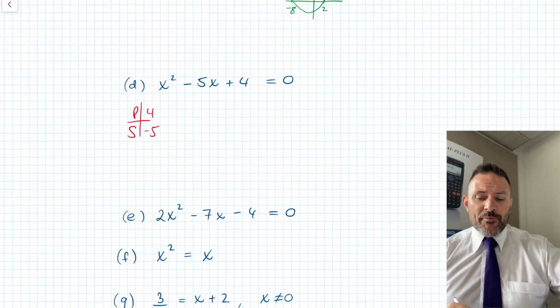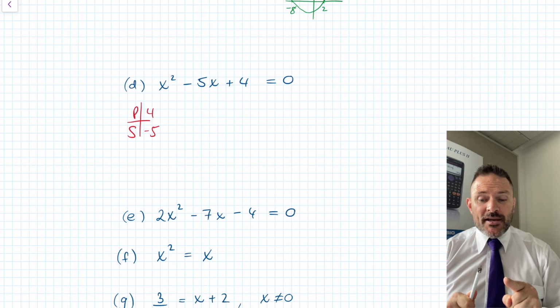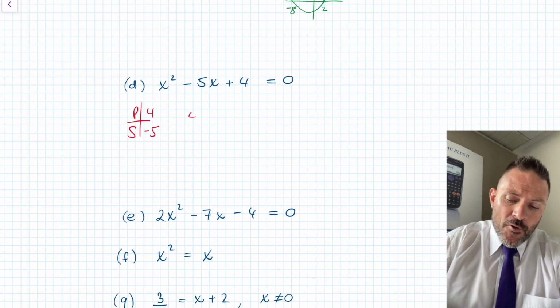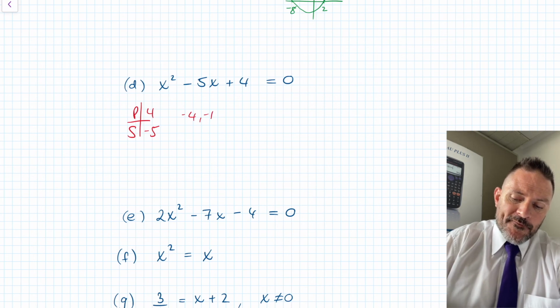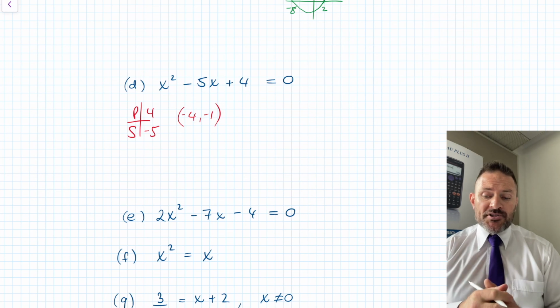So the only way I can have a product being positive and one of the numbers being negative is if they're both negative. So I'm going to look at 4 and 1, because 2 and 2 can't make 5, but 4 and 1 make 5. How about negative 4 and negative 1? They add together to get negative 5. They times together to get positive 4.